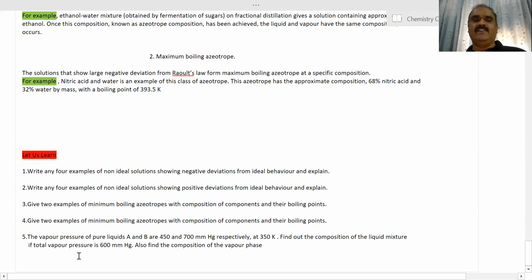Okay. And fifth is a numerical. It is based upon previous lecture. Revisit that lecture and solve this numerical. You will get a chance to brush up your memory and make a link. And in the next lecture, we will discuss the next topic, which is colligative properties.